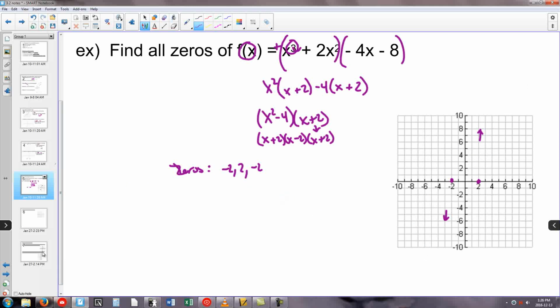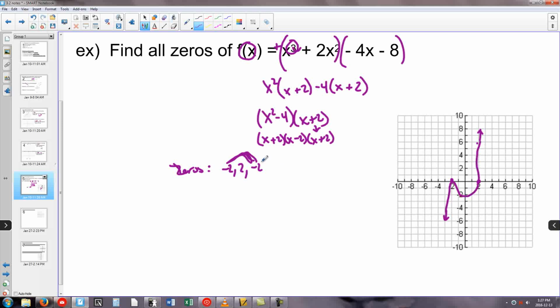We're going to learn this in the last little bit, but whenever a root gets used, a solution gets used more than once, and it's an even number of times, how many times does negative 2 show up? It showed up twice. So instead of crossing through at negative 2, it's going to just touch and turn around, and it'll come up through 2.